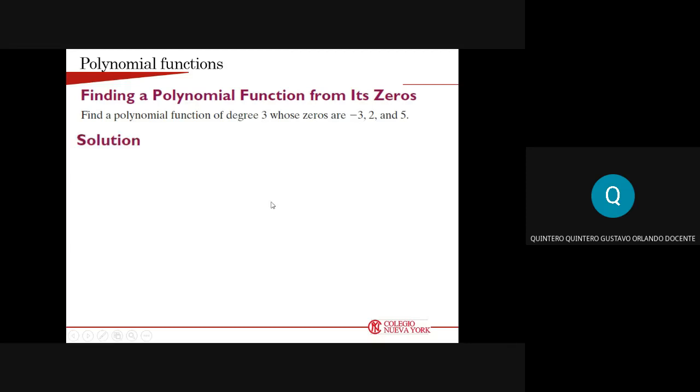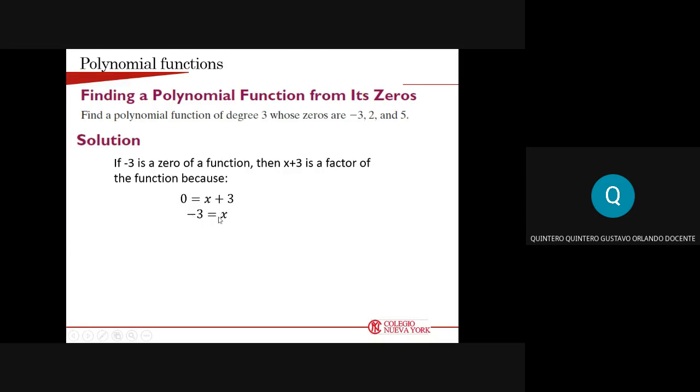How? Pretty simple, guys. Take a look at this. If negative 3 is one of the zeros of the function, then x plus 3, with the opposite sign, is a factor of the function. Now, how do you know that? Why is that a factor of the function? Because if this is a factor of the function, we can equal it to 0. And if we isolate, we find the 0.